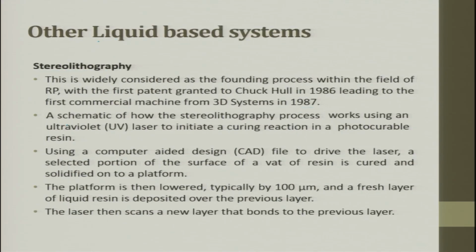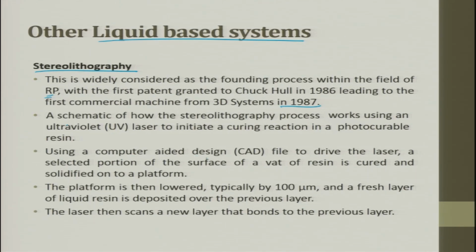The next process is the liquid based process, most commonly named stereolithography. This is widely considered a founding process within the field of rapid prototyping, with the first patent granted to Chuck Hull in 1986, leading to the first commercial machine from 3D Systems in 1987. A schematic diagram of how the stereolithography process works, using a UV laser to initiate a curing reaction in a photocurable resin, was discussed earlier. We will also see it now.